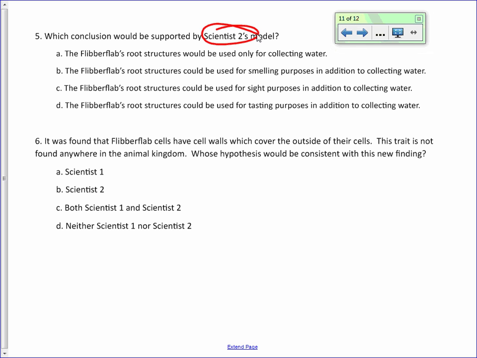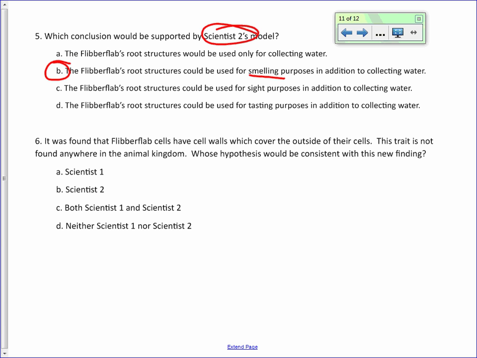Right, which one of these is just a scientist 2 thing? Why B? Perfect. So scientist 2 says that the root structure is actually a nose cavity. Noses also smell, which means that scientist 2 would say B.